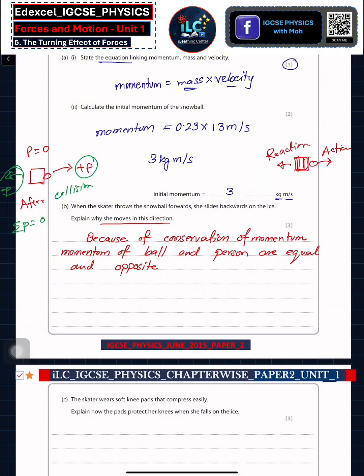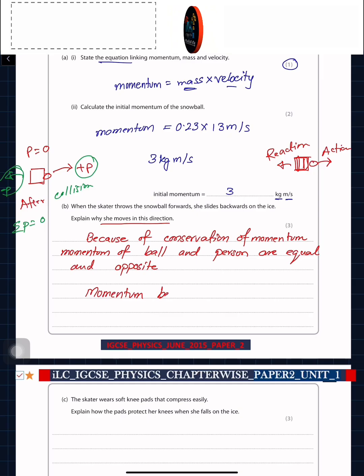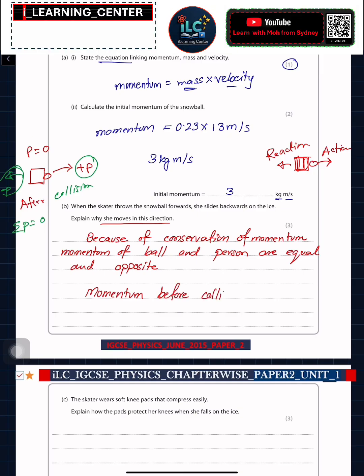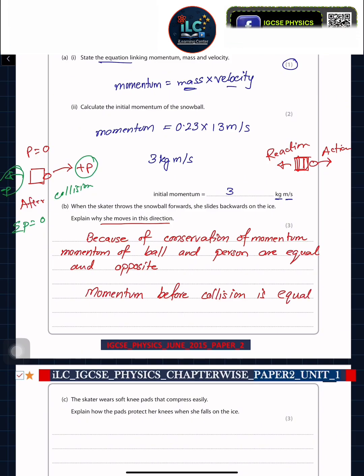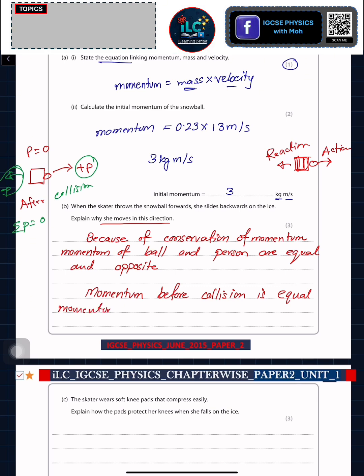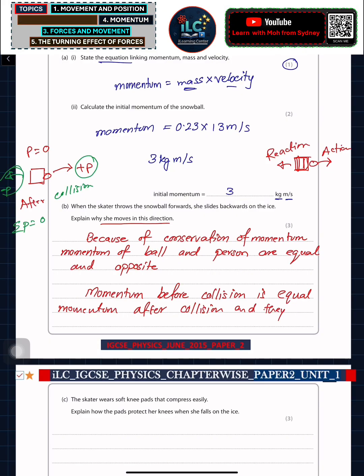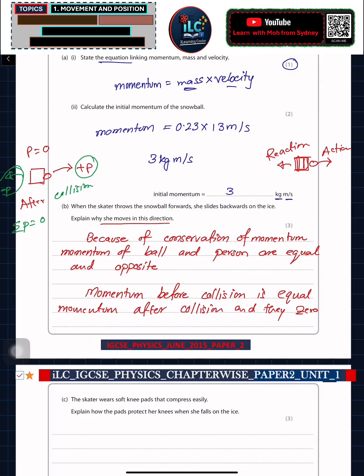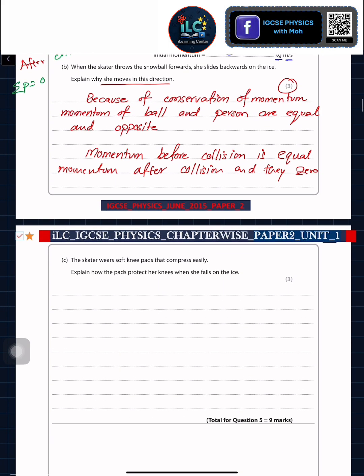So we can say that momentum before collision is equal to momentum after collision, and they both are zero. This is a big concept that you should have a look at. This is explained more in the theories. So this will earn you 3 marks here, just because you're saying how this is working.